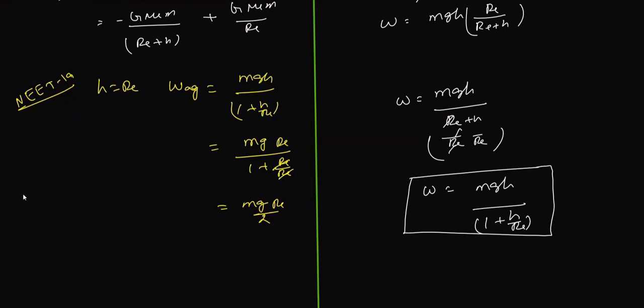In KSET 19 also they asked one question here. If H equals 3 RE, then find the work done to move it. Just solve this question like homework.